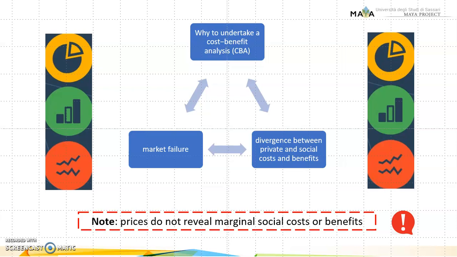More broadly, market failure provides the fundamental reason for undertaking CBA. The divergence created between private and social costs and benefits due to market failure results in prices that do not reveal marginal social costs or benefits. Thus, financial analysis undertaken with such prices is inadequate as a means of judging the efficiency of resource allocation.